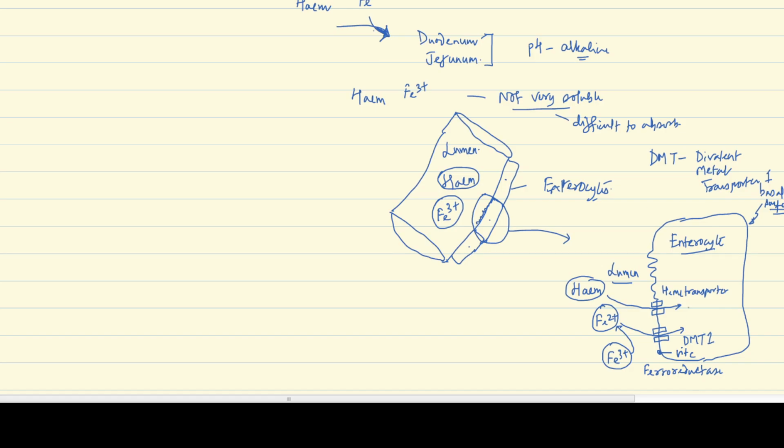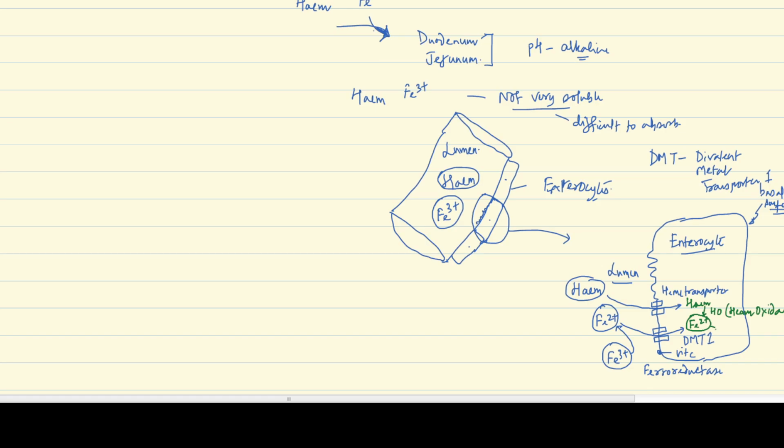Okay, now we've got heme, which has entered into the cell, and we've got the ferrous ion. Now what happens is this heme gets oxidized by something called heme oxidase. Let's write it down here. Heme oxidase. So heme oxidase oxidizes the heme molecule and releases the ferrous ion.